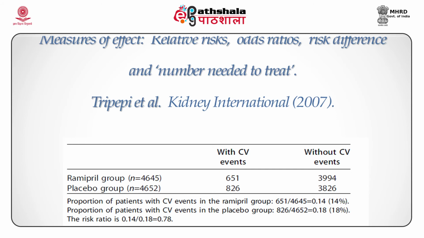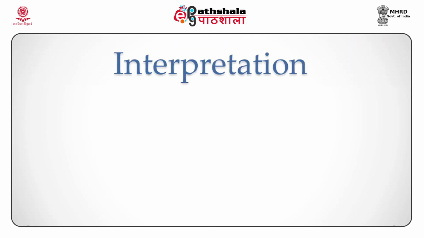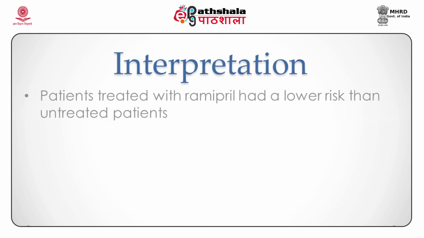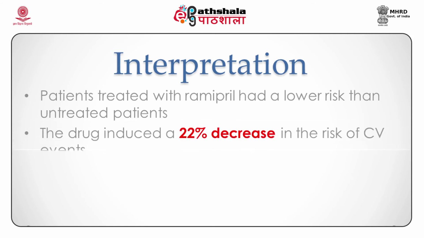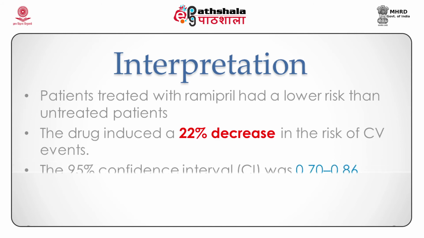Now note that this table arose from a cohort study. So once more, interpretation of the risk ratio. Firstly, it suggests that patients treated with Ramipril had a lower risk than untreated patients, as the risk ratio is less than 1. The drug induced a 22% decrease in the risk of CV events. So a risk ratio of 0.78 implies a decrease of 1 minus 0.78, which is 0.22 or 22%. If we calculate the 95% confidence interval, it is possible to show that this is given by 0.7 to 0.86.